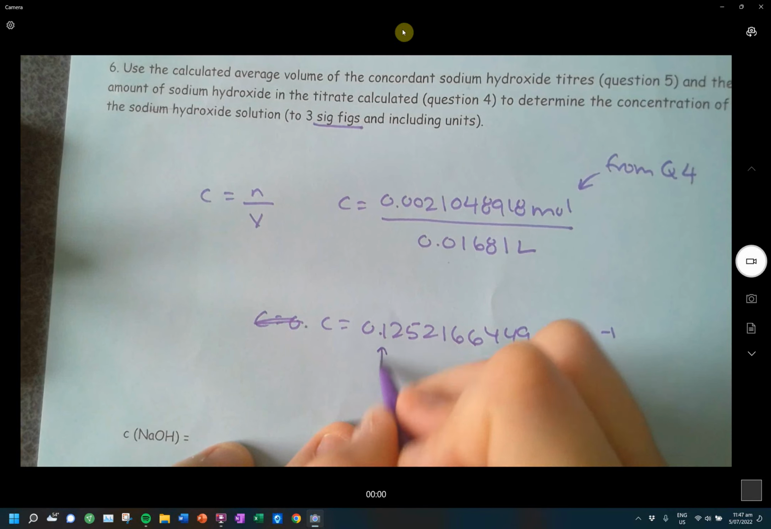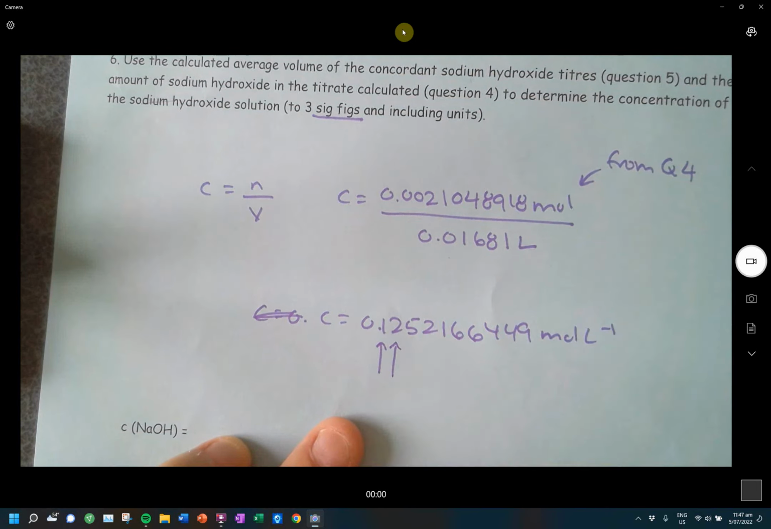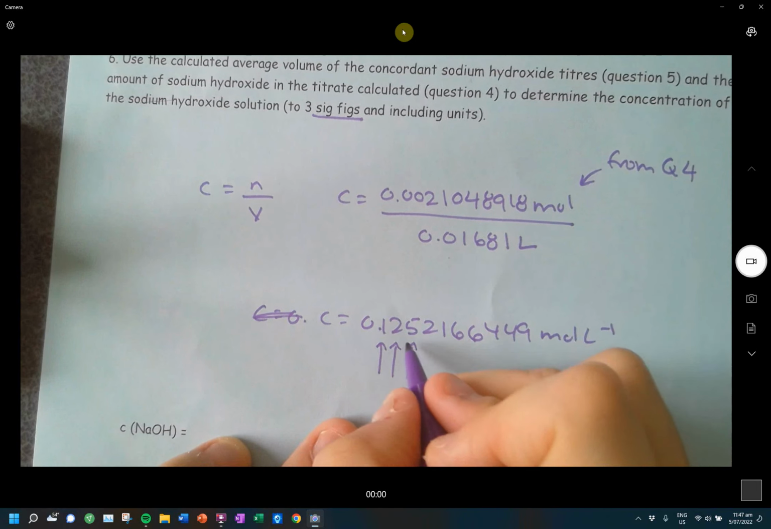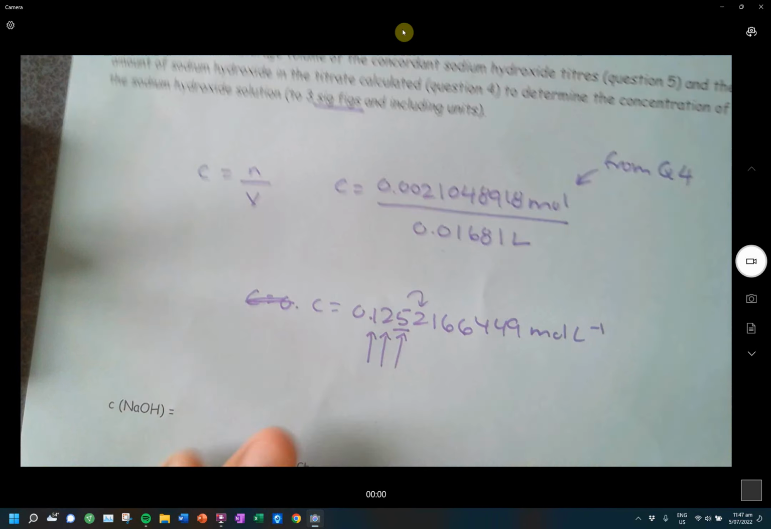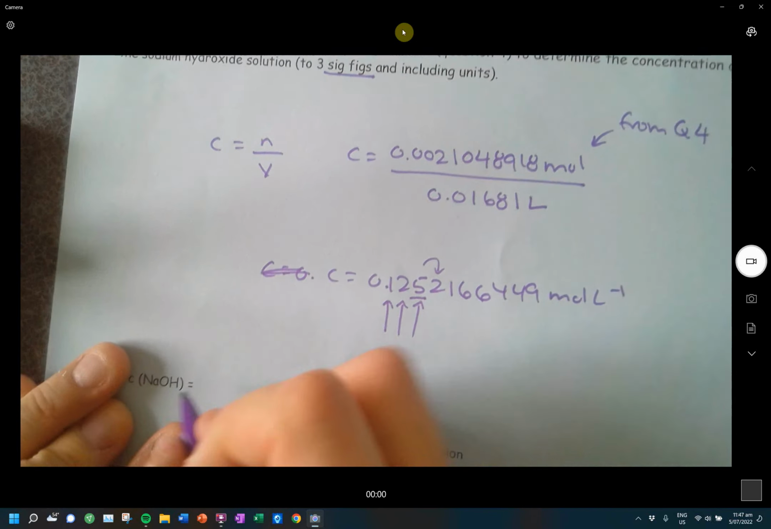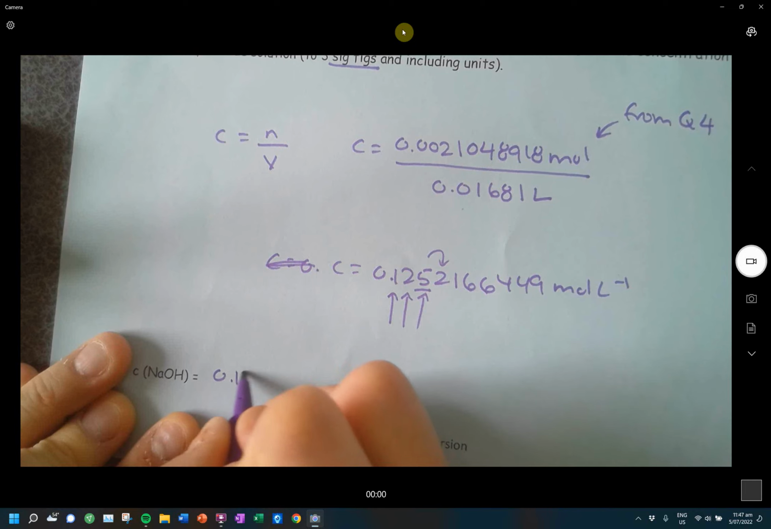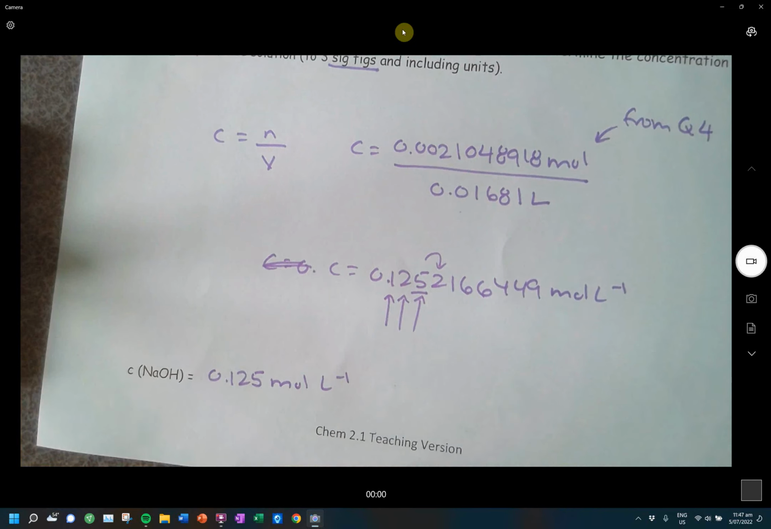So that's my first one. We don't count the 0 in front. We only count once numbers start appearing. That's my second one. That's my third one. So this is where I'm going to end and round. So I see over here, is that less than 5? Yep, so I round down. So 0.125 moles per liter. And then I'm done. That's part B.